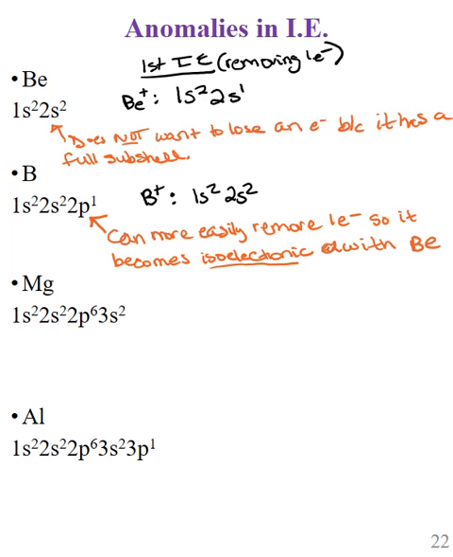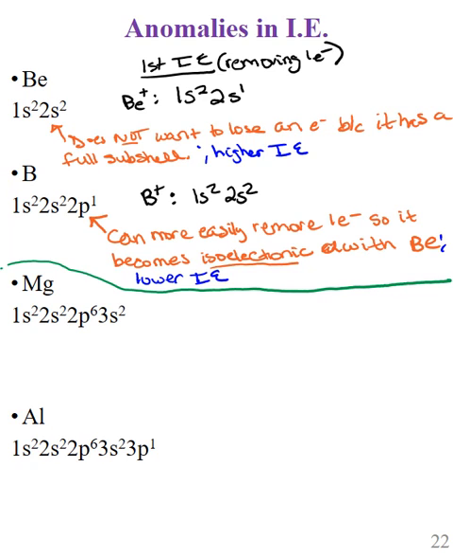If we look on the figure before this slide, we said that beryllium has a higher ionization energy, and the reason why is because it does not want to lose an electron. Boron, however, is going to have a lower ionization energy. The reason why is it can more easily remove one electron. So we compare beryllium and boron.